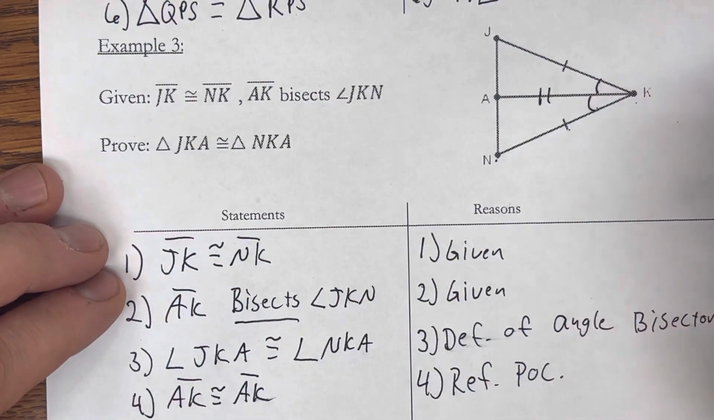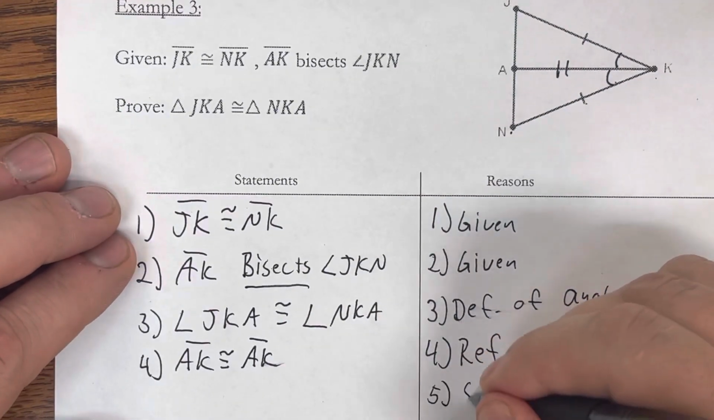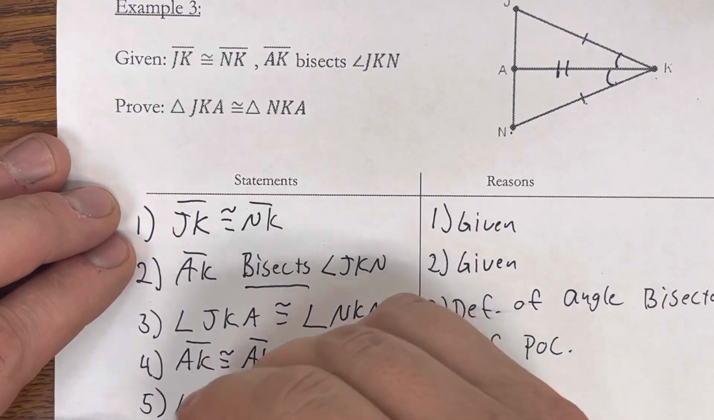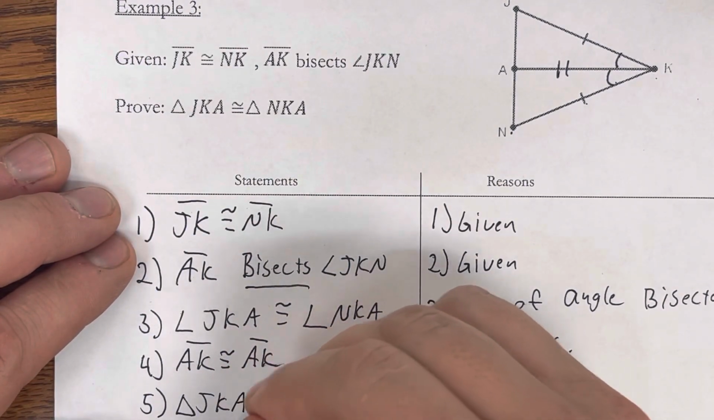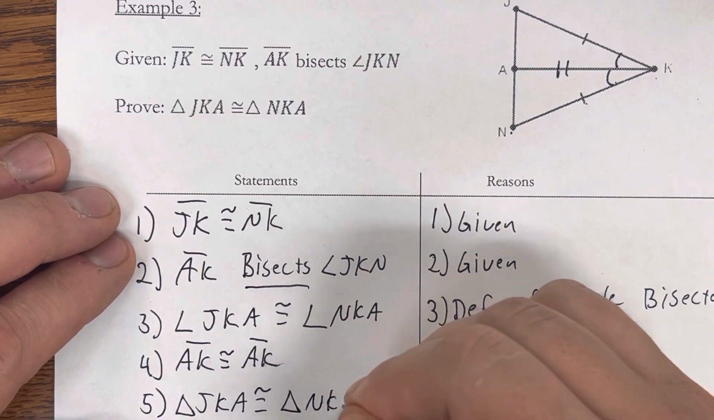Side, angle, side. So we can state the triangles are congruent by side angle side. We're wrapping it up. Triangle JKA is indeed congruent to triangle NKA by side angle side.